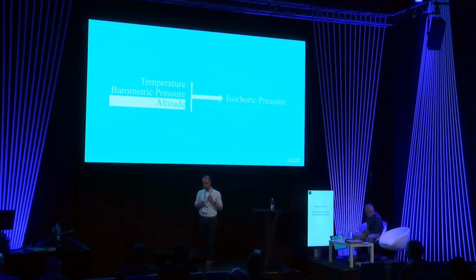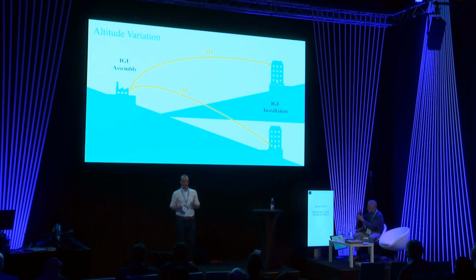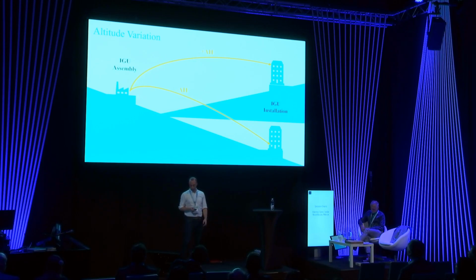And finally, let's discuss altitude. To consider the altitude, we need to think of where the insulated glass unit is assembled, where that pressure is locked in at assembly, and then consider where it's being installed. And that change in height from production to installation needs to be considered.